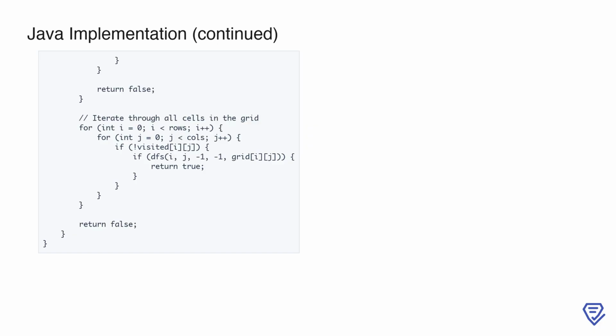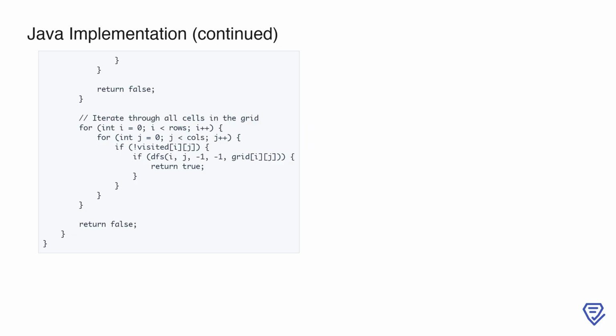Back in the containCycle method, we iterate through every cell in the grid using nested loops. For each unvisited cell, we start a DFS traversal by calling the DFS method, passing the current cell's coordinates, -1 for the parent coordinates to signify no parent, and the value of the cell as the target character. If the DFS call detects a cycle, we immediately return true. If no cycle is found after examining all cells, the method ultimately returns false, indicating the grid does not contain any cycles.